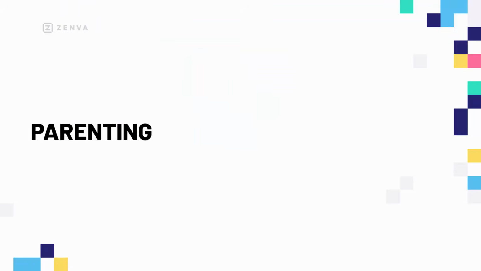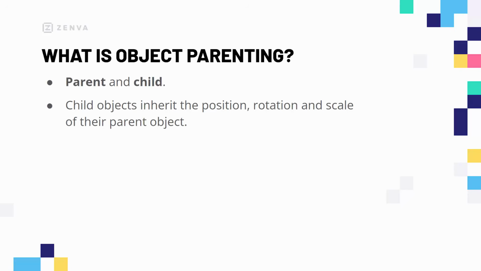Hey everyone, and welcome back. In this lesson, we are going to be looking at parenting inside of Unity. Now, also known as object parenting, this involves two terminologies, parent and child. Now, the way parenting works is that you have a parent object which can have children objects, and these children objects inherit the position, rotation, and scale of their parent.